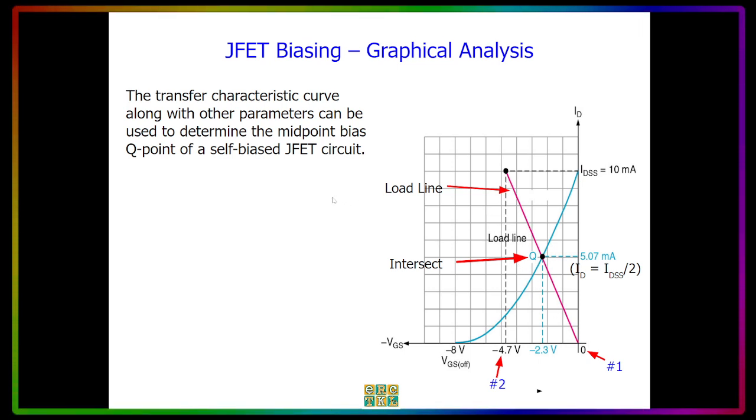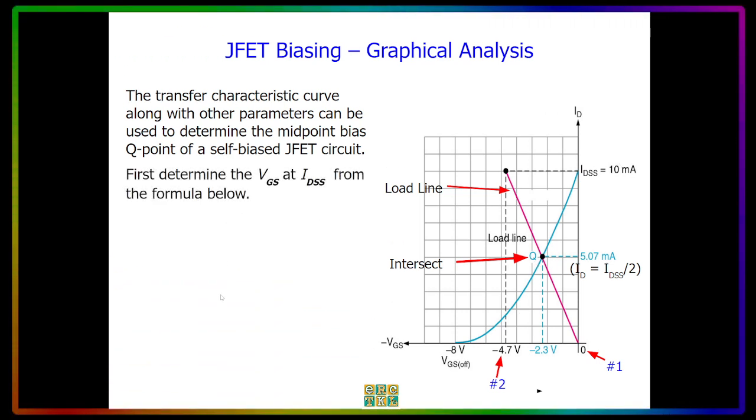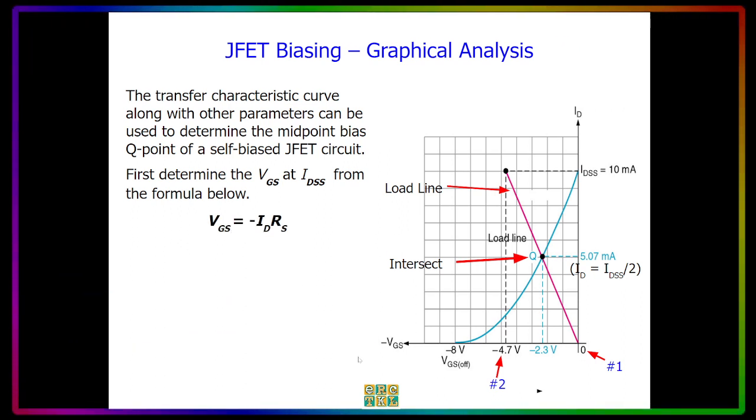So the transfer characteristic curve along with other parameters can be used. When I say parameters, the other values here: IDSS, ID, VGS off. These can be used to determine the midpoint bias Q point of a self-biased JFET circuit. First, determine the VGS at IDSS from the formula VGS is equal to negative IDRS, and you will be able to determine the VGS.